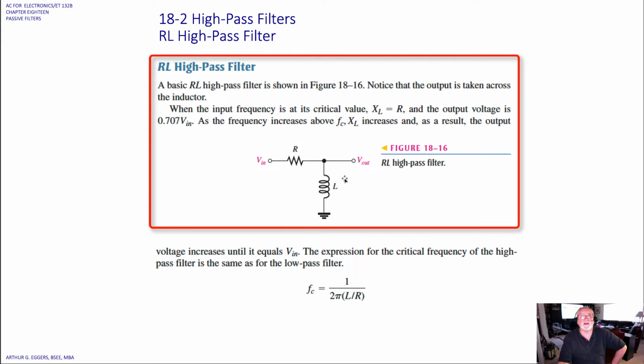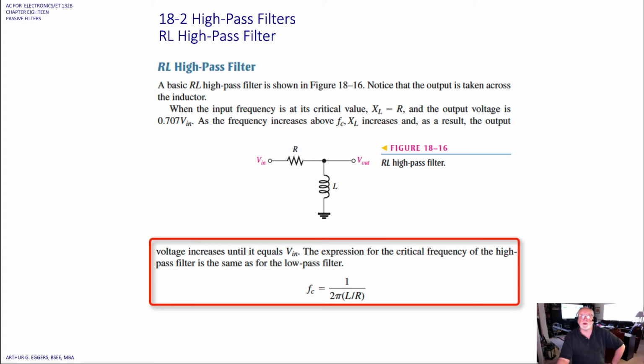For the RL high pass filter, again we have switched the components. Now we're going to take the output across the inductor. Again, we're looking at that same relationship where at the critical value X sub L is equal to R and the output voltage is 0.707 times the input. As the frequency increases above the critical frequency, X sub L increases, and as a result the output voltage increases until it reaches the input voltage. The expression for the critical frequency for the high pass filter is the same as for the low pass filter.